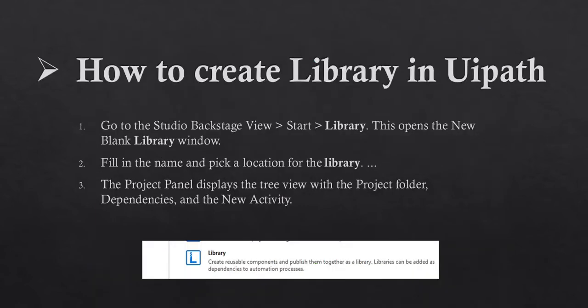Next, how to create a library in UiPath. Go to Studio, Backstage, View, Start, Library. Then this opens the new blank library window. After that, fill in the name and choose a location for the library. The project panel displays the tree view with the project folder, dependencies and new activity. Suppose this is the icon, the library icon.